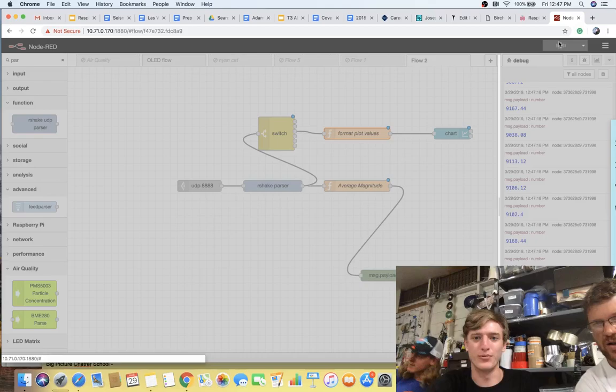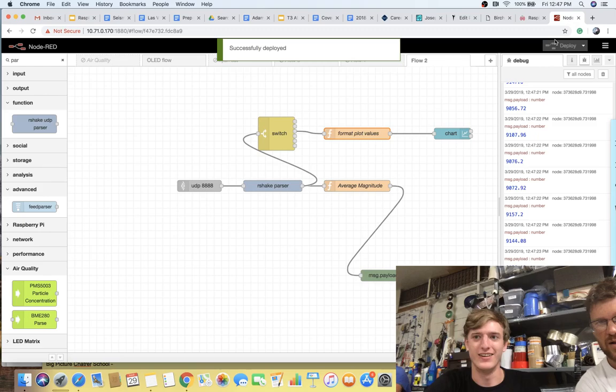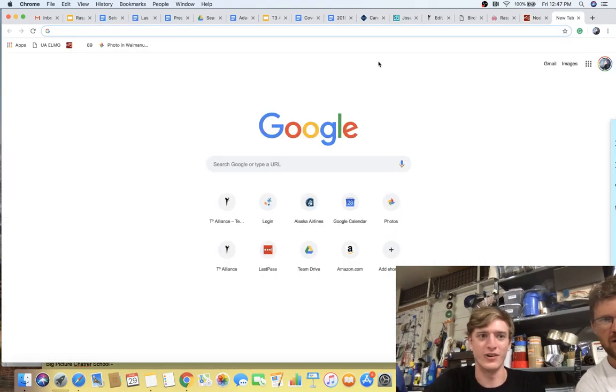Okay, so you kind of see the graph here. What you do to find the graph is you come to the same URL that you used to go to Node-RED. So we'll copy that, and then add /vy at the end.